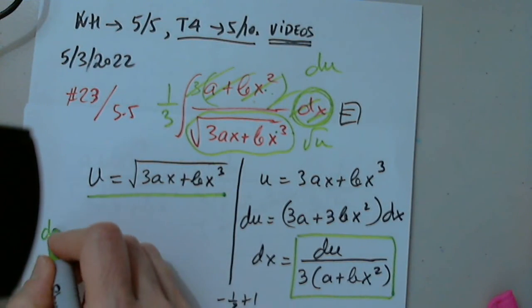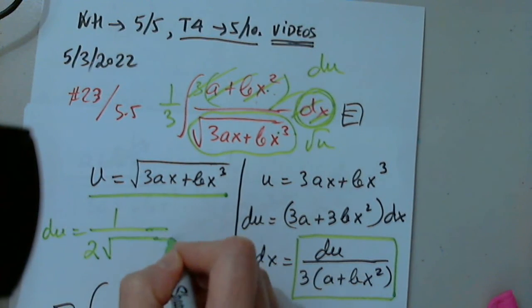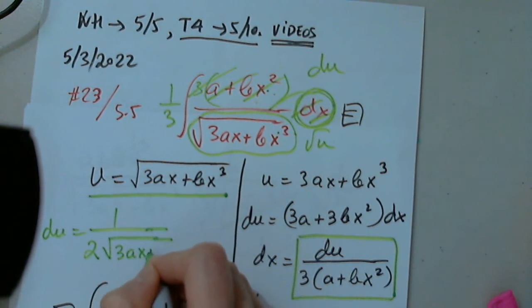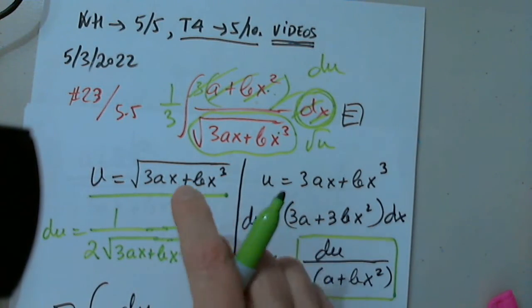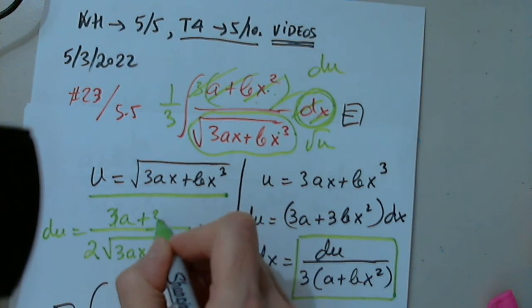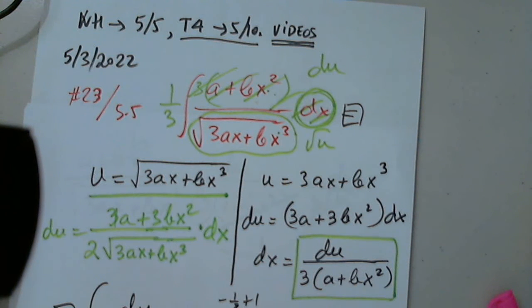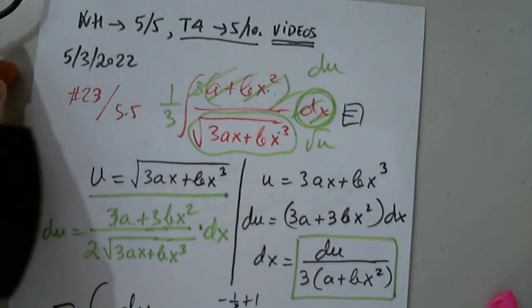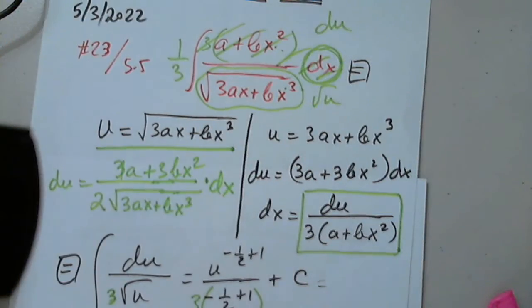So here du will be 1 over 2 the square root of 3ax plus bx cubed times the inner function prime, which is 3a plus 3bx squared times dx. And this is nice too. So let me start from scratch on the next page.